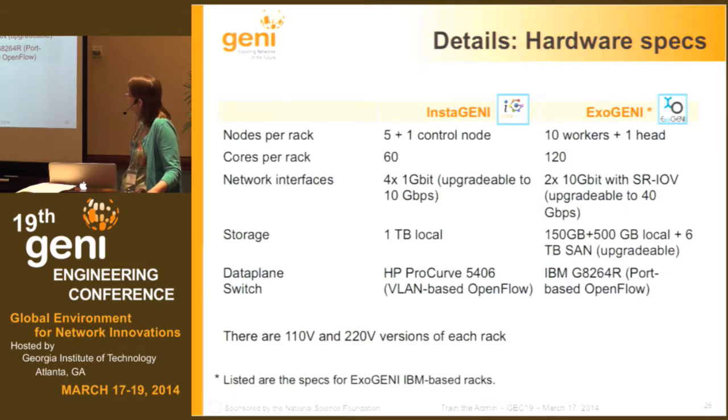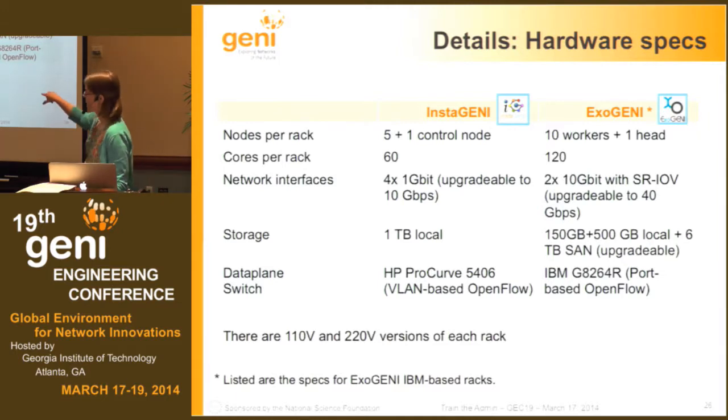Anyways, I'm not going to read the whole thing, but there's storage, and InstaGENI uses an HP ProCurve, and EXOGENI uses an IBM G8264R. And the important thing here is that the InstaGENI rack uses VLAN-based OpenFlow, and EXOGENI uses port-based OpenFlow. And if you care, you can get different power requirements, different kinds of plugs for each rack.